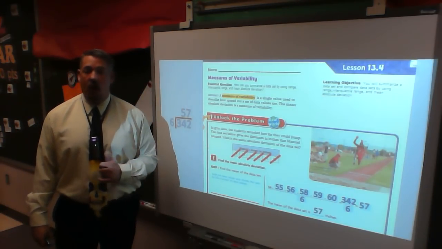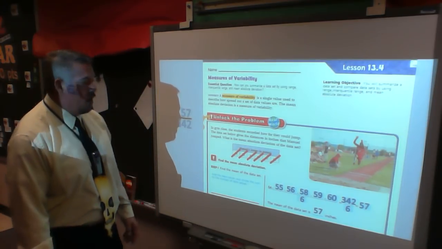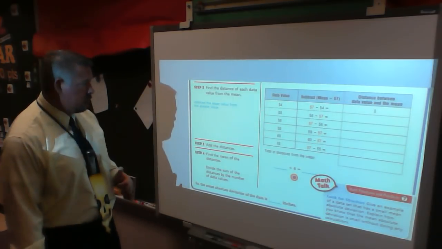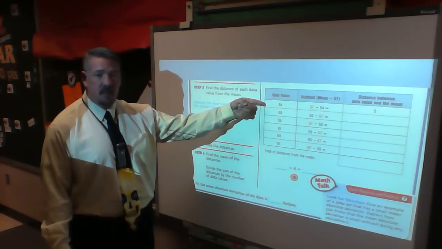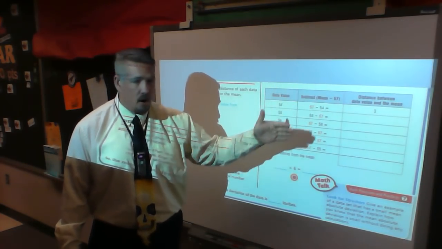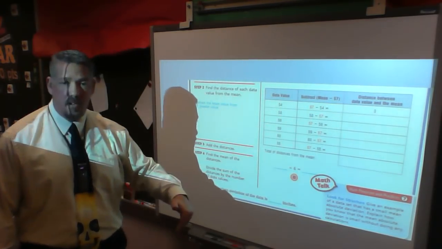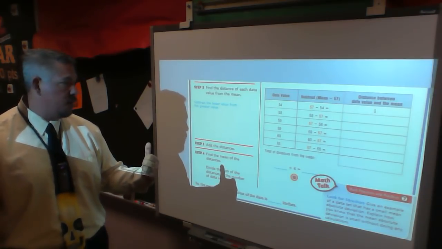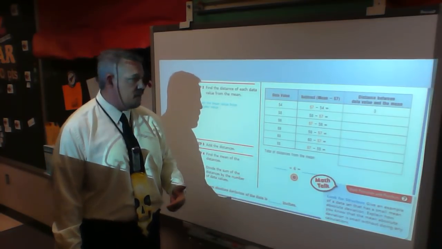My answer's done, right? Not even close. More work to do. I have to have that in order to do all of this. All of this is showing me, here's my original data. What is my mean? Well, we found that our mean is 57. So now I got to find the distance between each of those. This is once again 13.3 that we did in the last video. So I go to my mean and I subtract my data point every time.